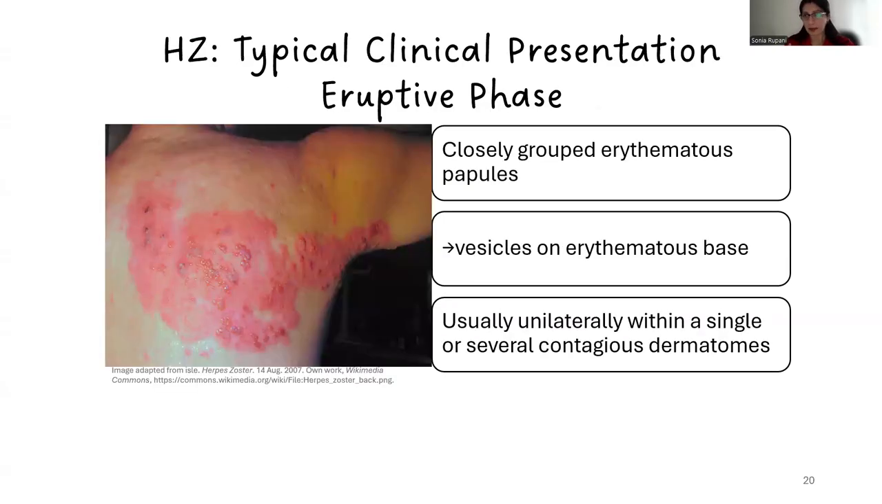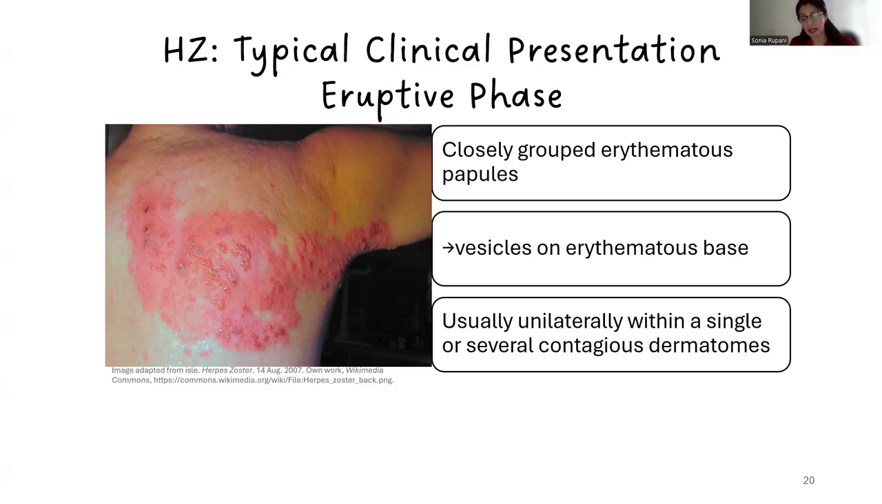So what is a typical clinical presentation? Most patients will have that prodromal sign, and then they will see a closed group papular rash. They look red, and then very soon these papular rashes become vesicular on an erythematous base. On this image here, we can see all these grouped vesicles, and there are multiple dermatomes involved here. Usually, because it follows the dermatomal pattern, it will not cross the midline, and it will be a single dermatome or maybe contiguous dermatomes that are affected.